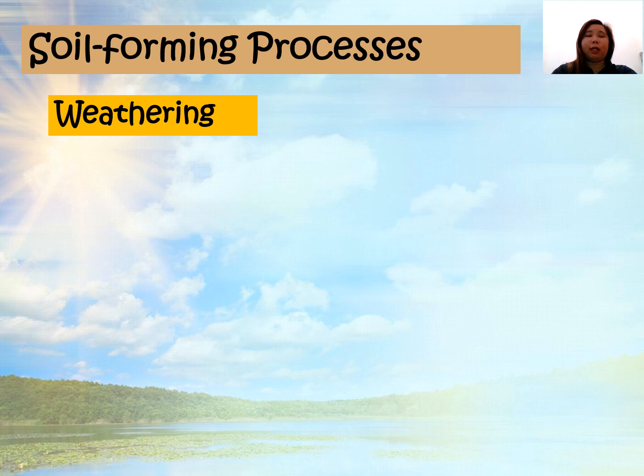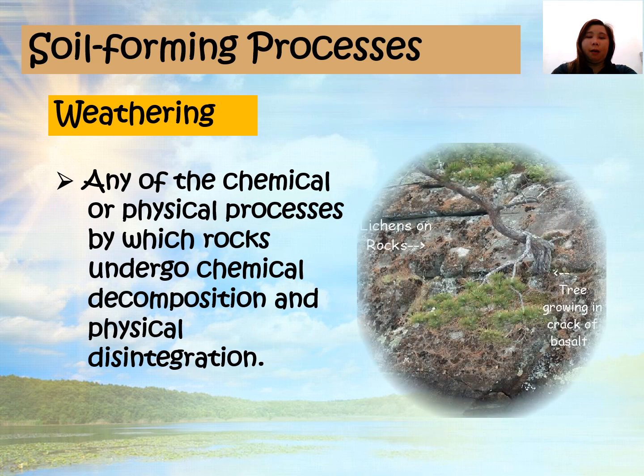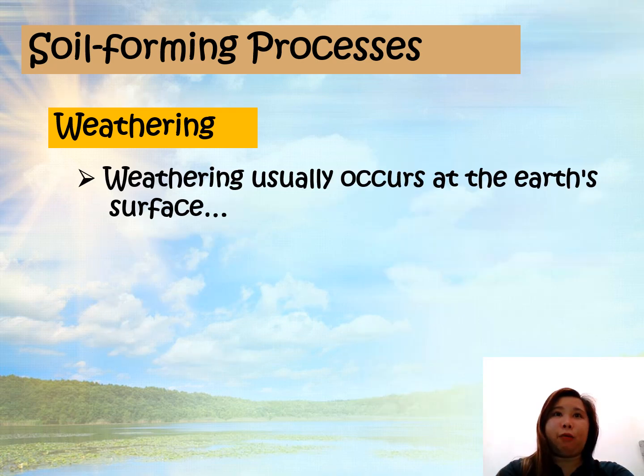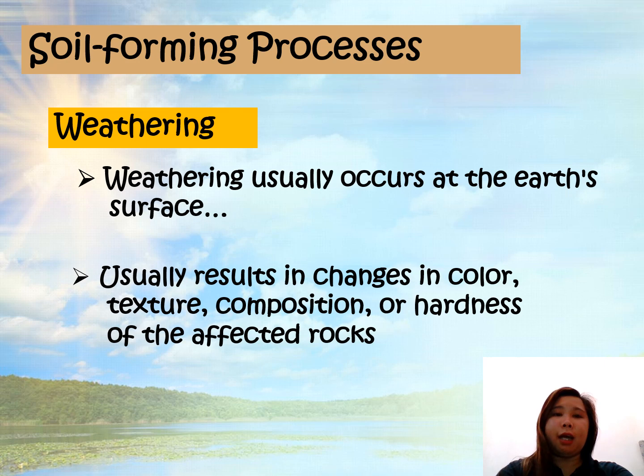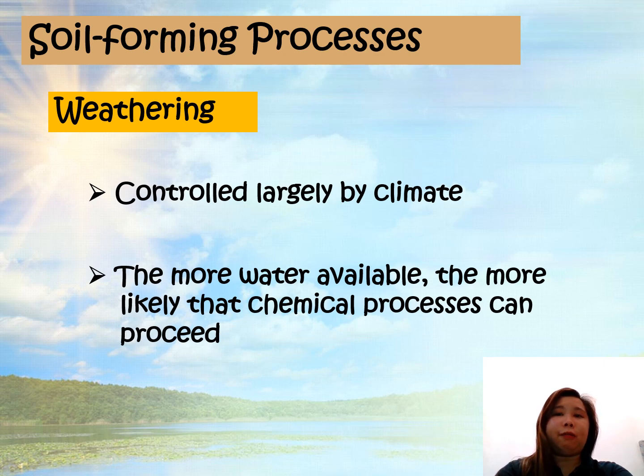Let us define what is weathering. Weathering is any of the chemical or physical processes by which rocks undergo chemical decomposition and physical disintegration. There are two types of weathering, and it usually occurs at the Earth's surface. The results of weathering could be changes in color, texture, composition, or hardness of the affected rocks. And this process is controlled largely by climate. The more water is available, the more likely the chemical processes can proceed.